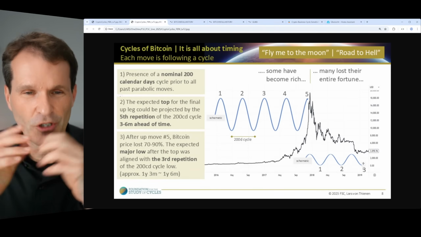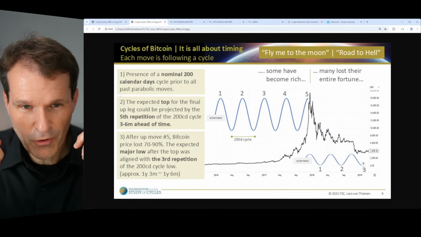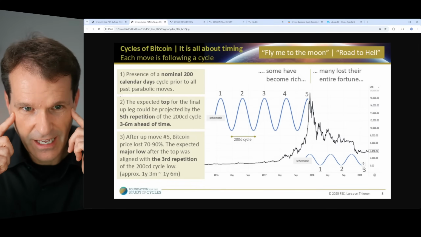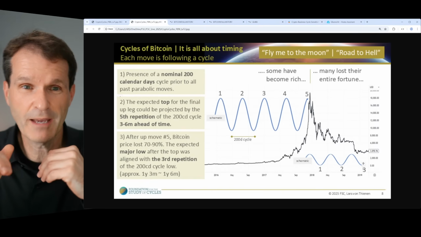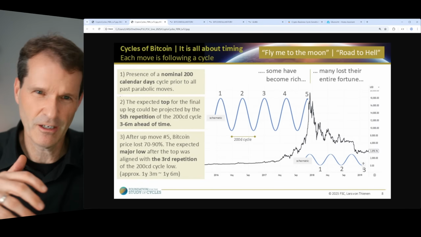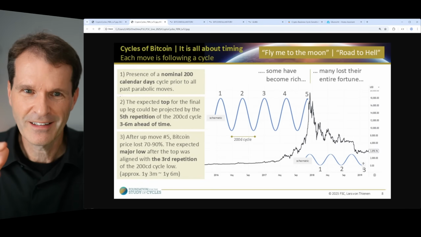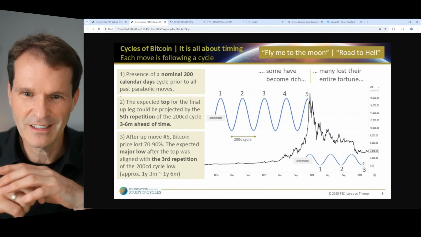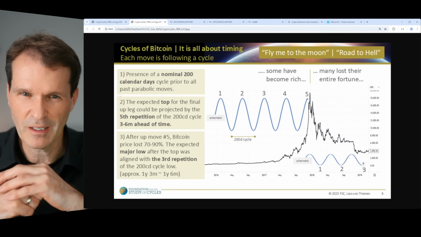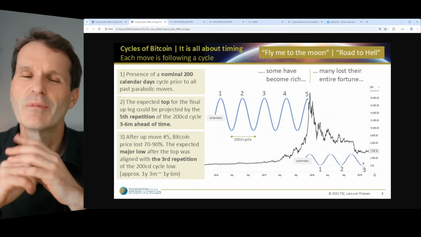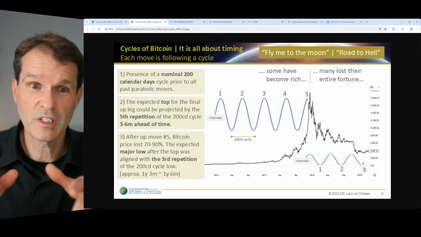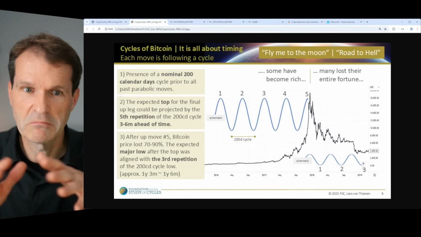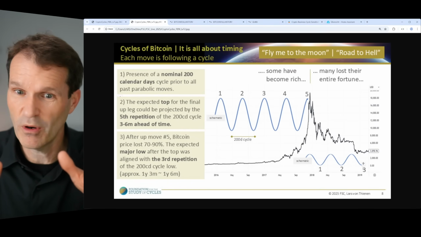And just for our memory and our brains, you can maybe try to remember the songs "Fly Me to the Moon" and "Road to Hell." That's the point you need to remember in regards to timing. You should be aware of what the music is playing. If the music is playing "Fly Me to the Moon," you're good to go. You're more or less safe.